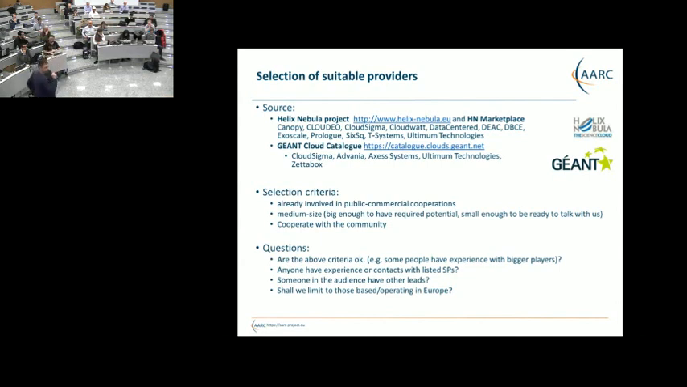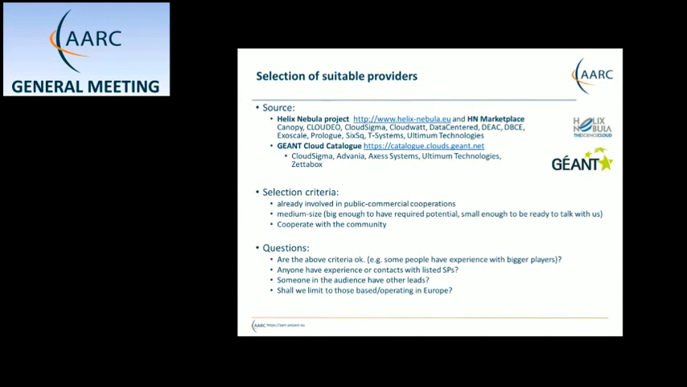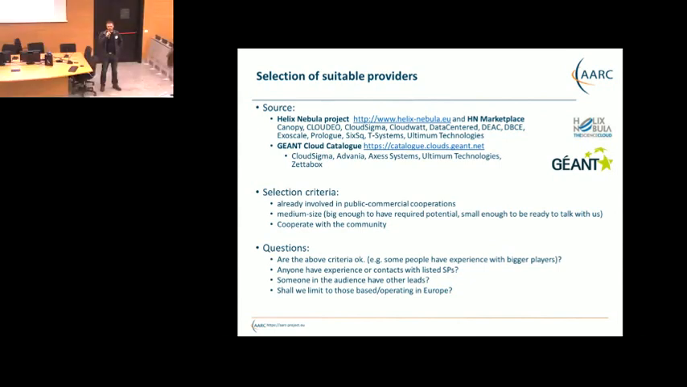Well, as far as I know about the Helix Nebula companies, they have what they call a marketplace, which is kind of a broker, but still the authorization and authentication is not addressed by this project. You can use this broker to select a service, but you cannot use your federated ID to access it.